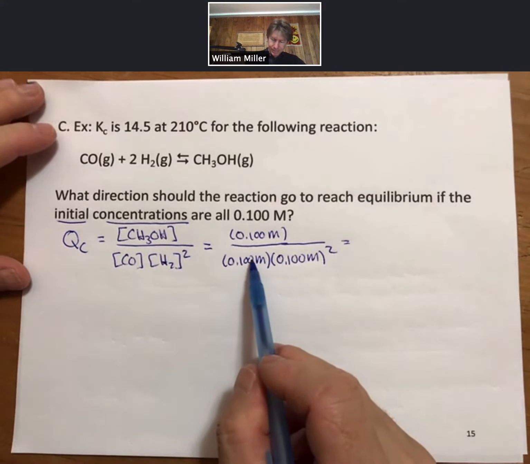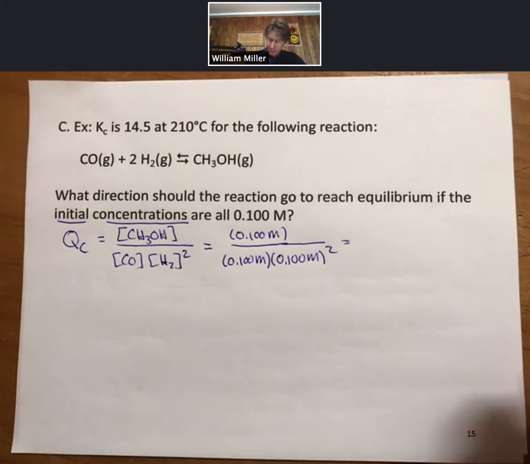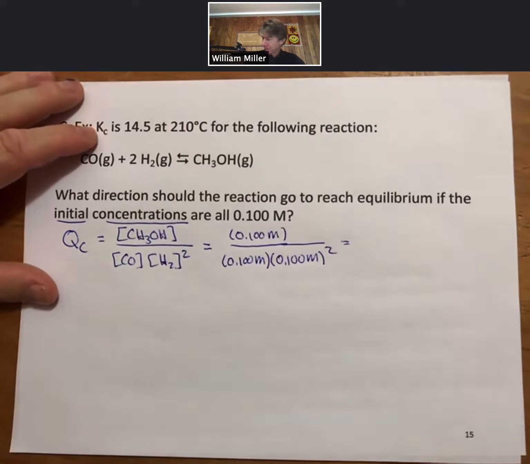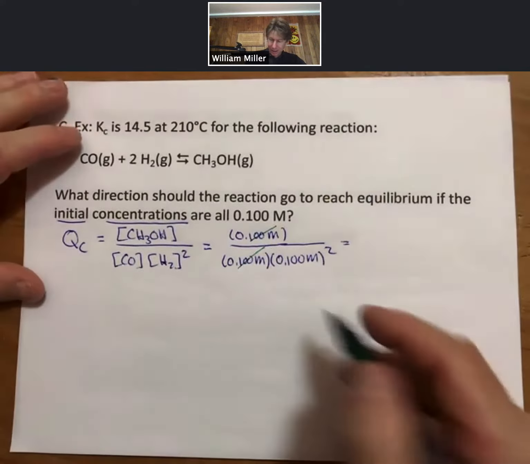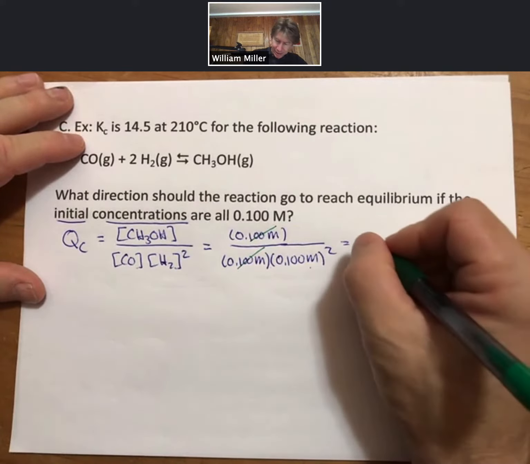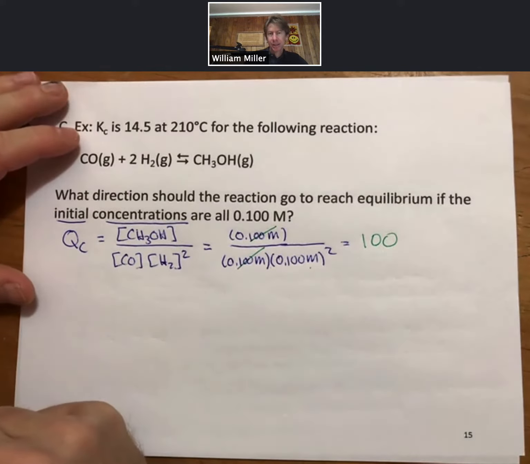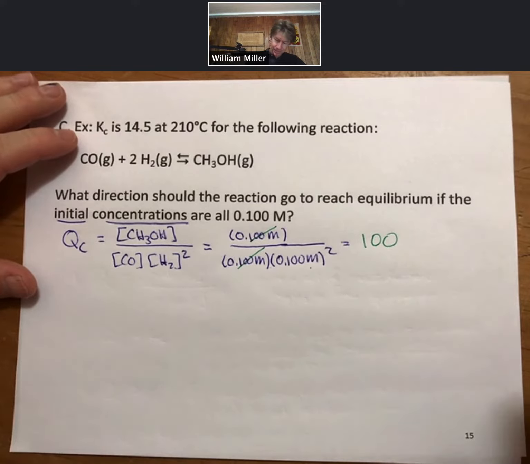Now multiply this out, so we can see that two of them cancel. And if we have 0.1 squared in the denominator, then QC is going to be 100.